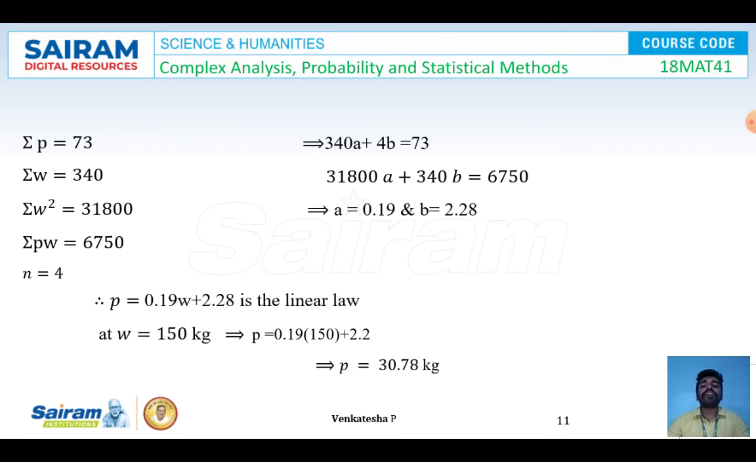So now solving these two equations with respect to A and B, we got A is equal to 0.19 and B is equal to 2.28. Now if I replace these constants A and B in the given equation, I got P is equal to 0.19W plus 2.28, which is the linear law. Now I want to calculate the value of P when W is equal to 150 kg. So I replace W is equal to 150 here. P is equal to 0.19 into 150 plus 2.28. After simplifying, P is equal to 30.78 kgs.